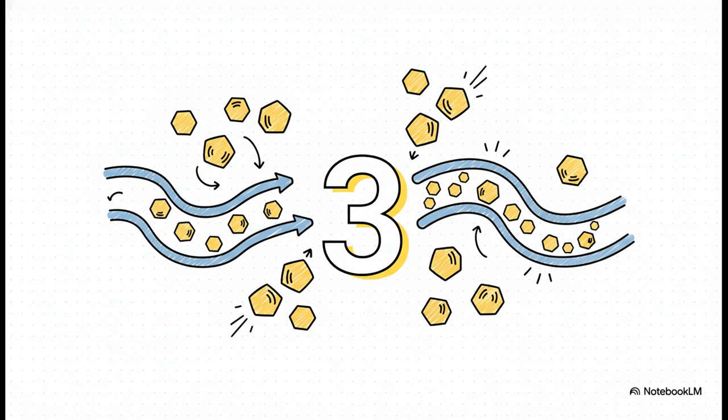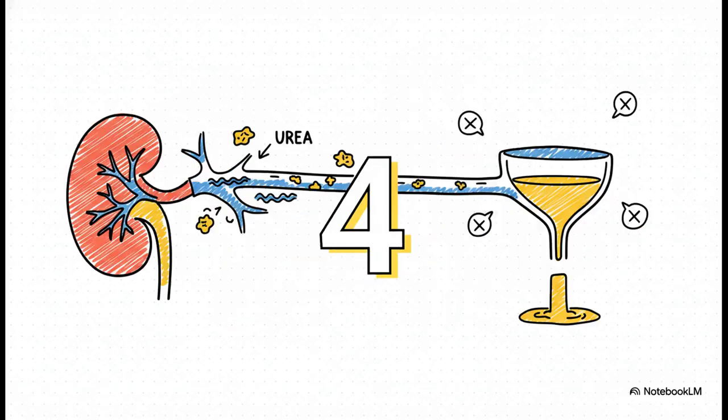The third mark is for glucose. Your body doesn't want to waste this precious energy source, right? So all of that useful glucose gets reabsorbed. Every last bit of it is pulled back into the blood. And finally, the 4th mark is for the waste product urea. It's a waste product for a reason, so it is not reabsorbed. This is the whole point of your kidneys after all, to get rid of this stuff.